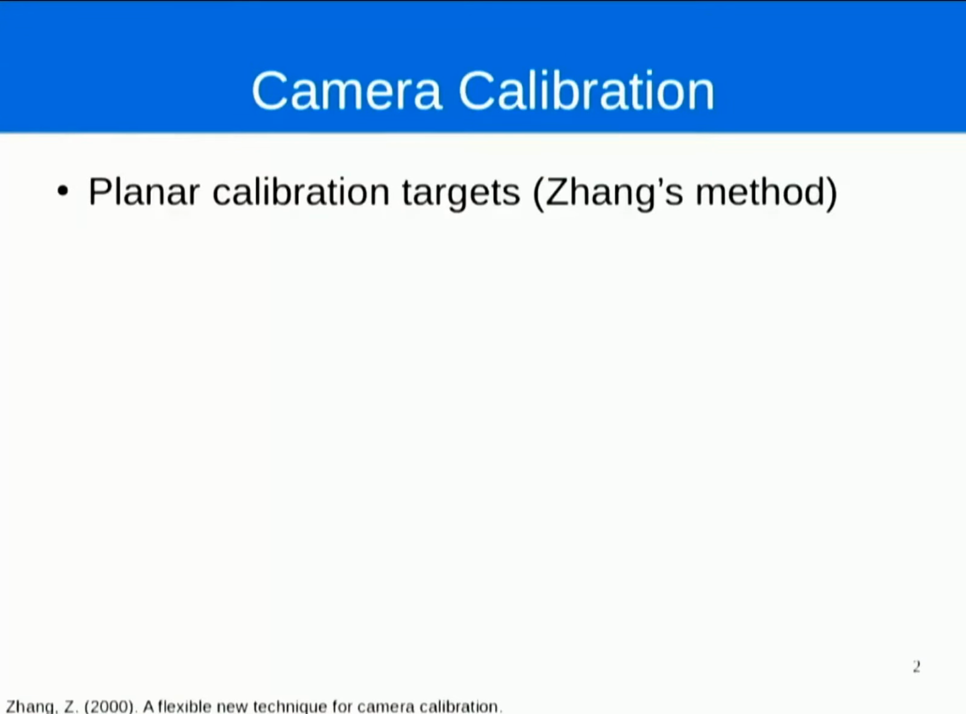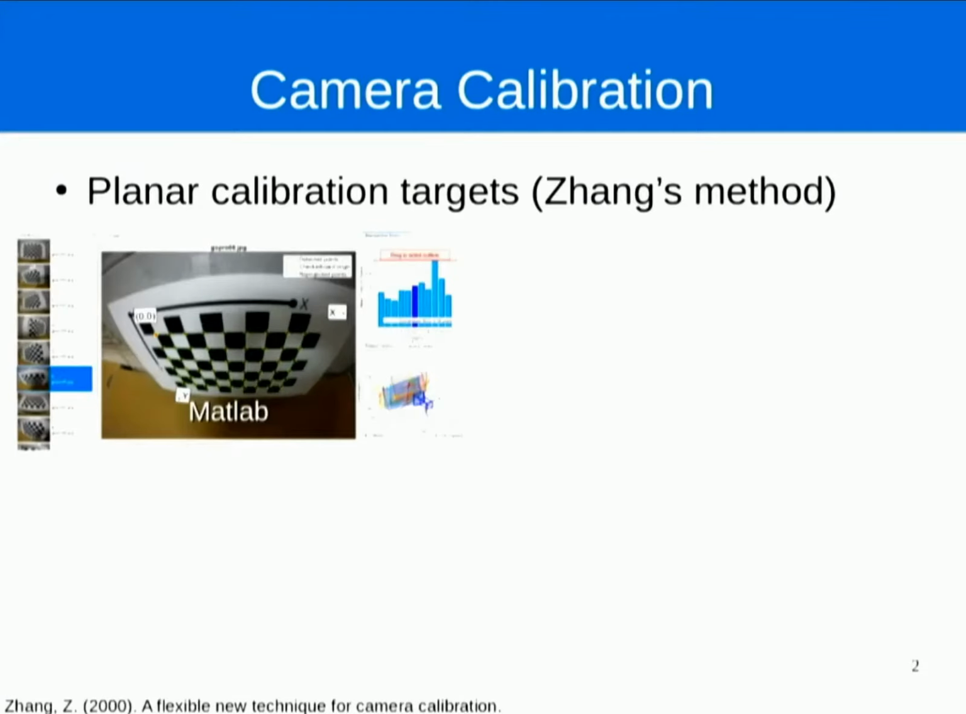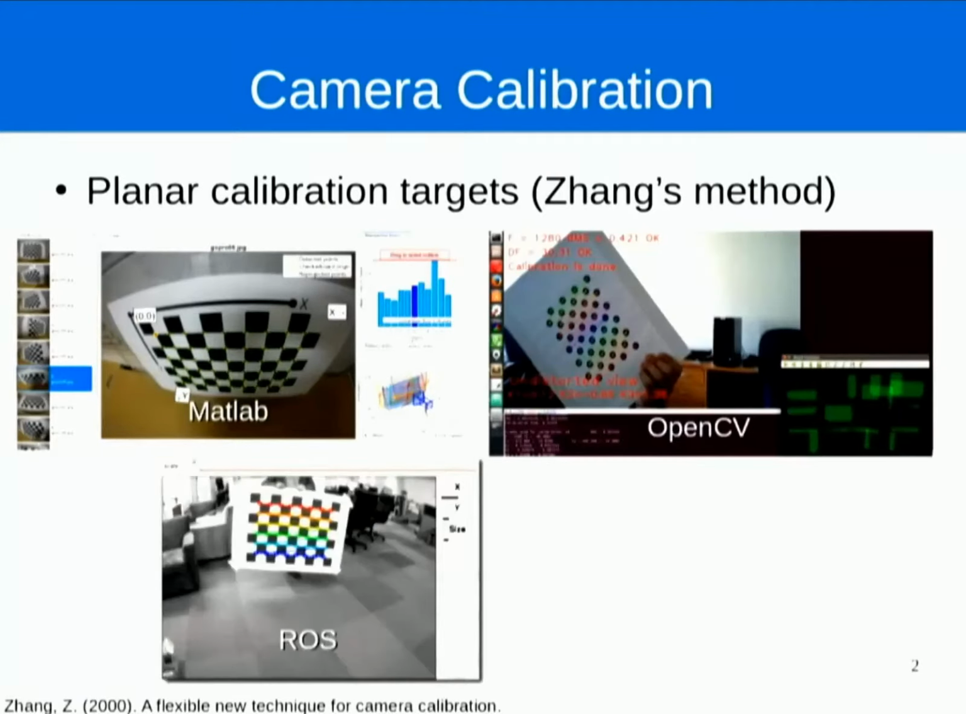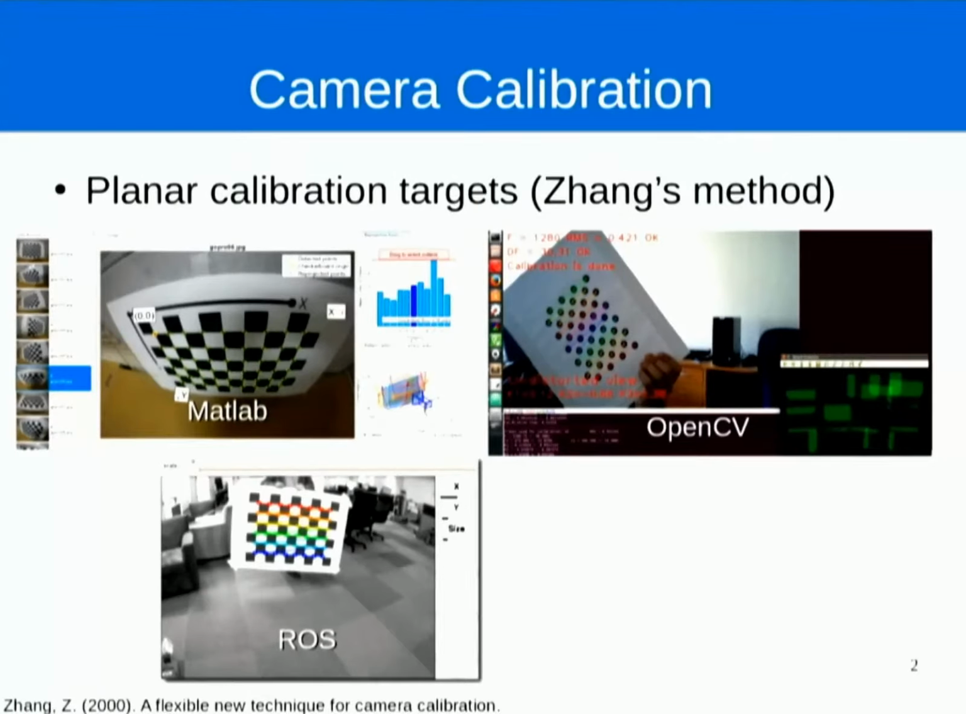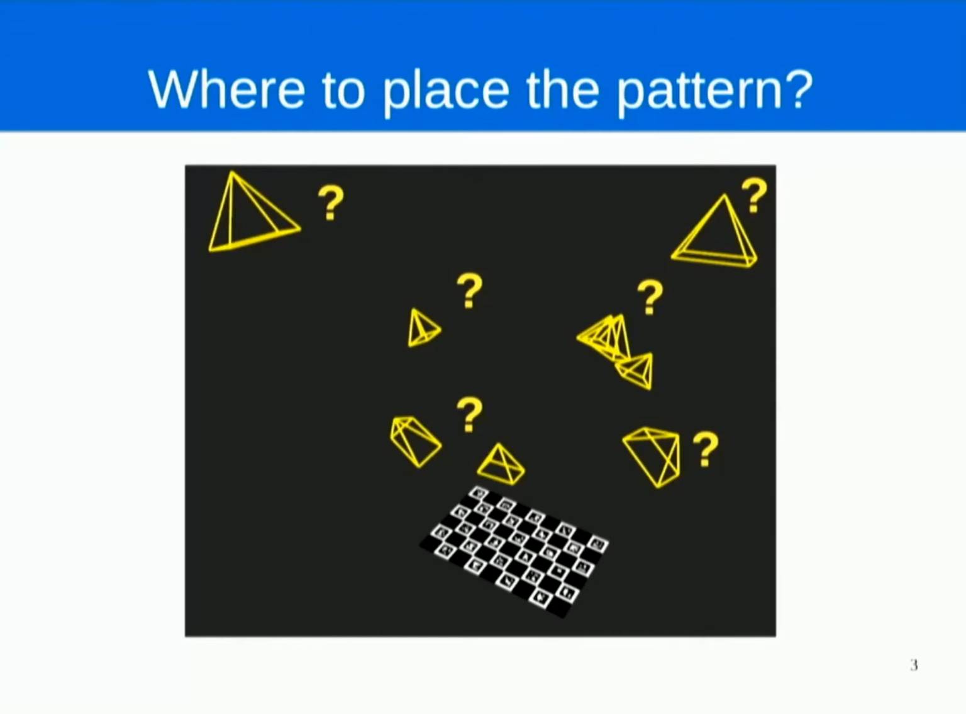Today, the prevalent method for camera calibration is Zhang's method, which uses planar calibration targets, which probably all of you know. Examples for this are the MATLAB toolbox, OpenCV, and the Robot Operating System. What all these toolboxes have in common is that they provide the user some kind of feedback about the data captured so far, like the per-view error or the screen coverage. However, what these methods fall short at is answering the following question: where to place the pattern next. And this is the focus of our work.